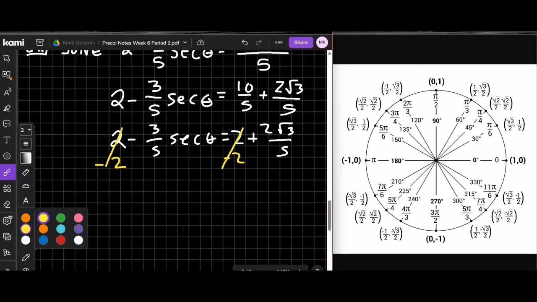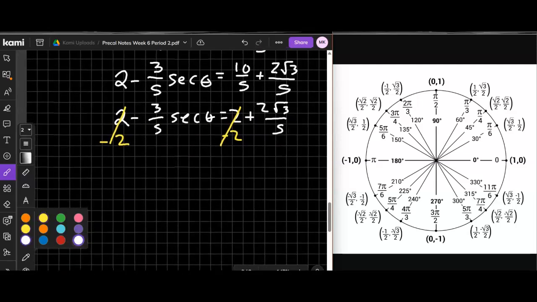So now what do we have? We have our negative 3/5, because that negative still hangs out, secant of theta equal to 2 square root of 3 over 5. And now in order to solve this problem, we are solving with fractions. And if you're really comfortable with fractions, you can probably do this in one step. I'm going to take care of this, talking about it in 2 steps to help add that clarity.